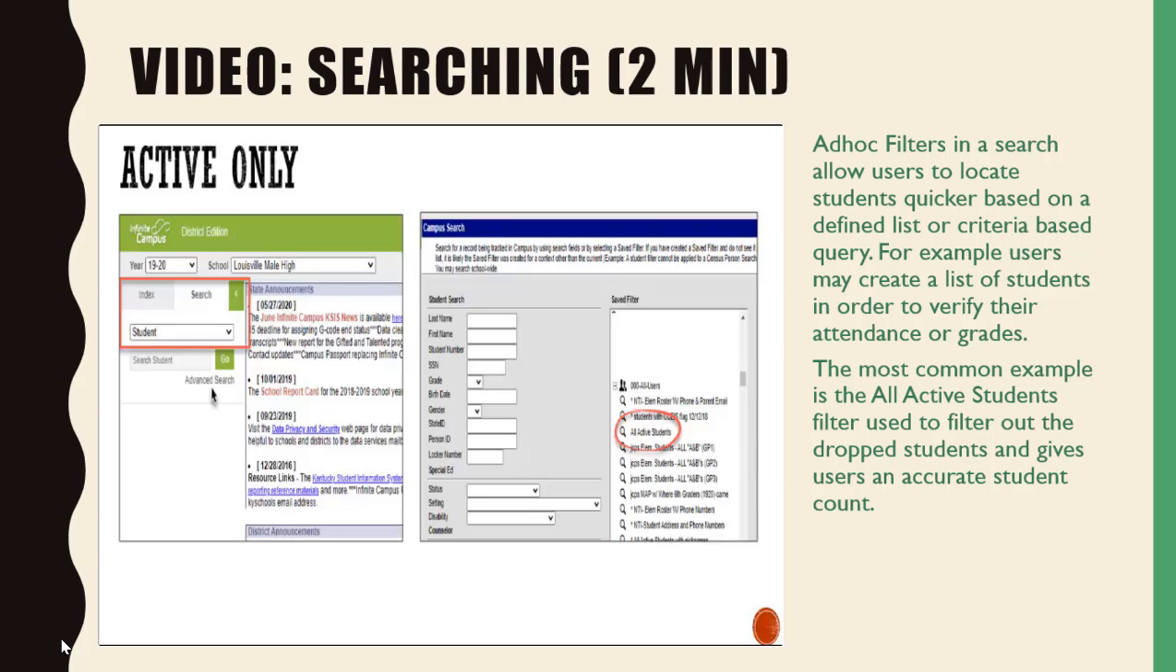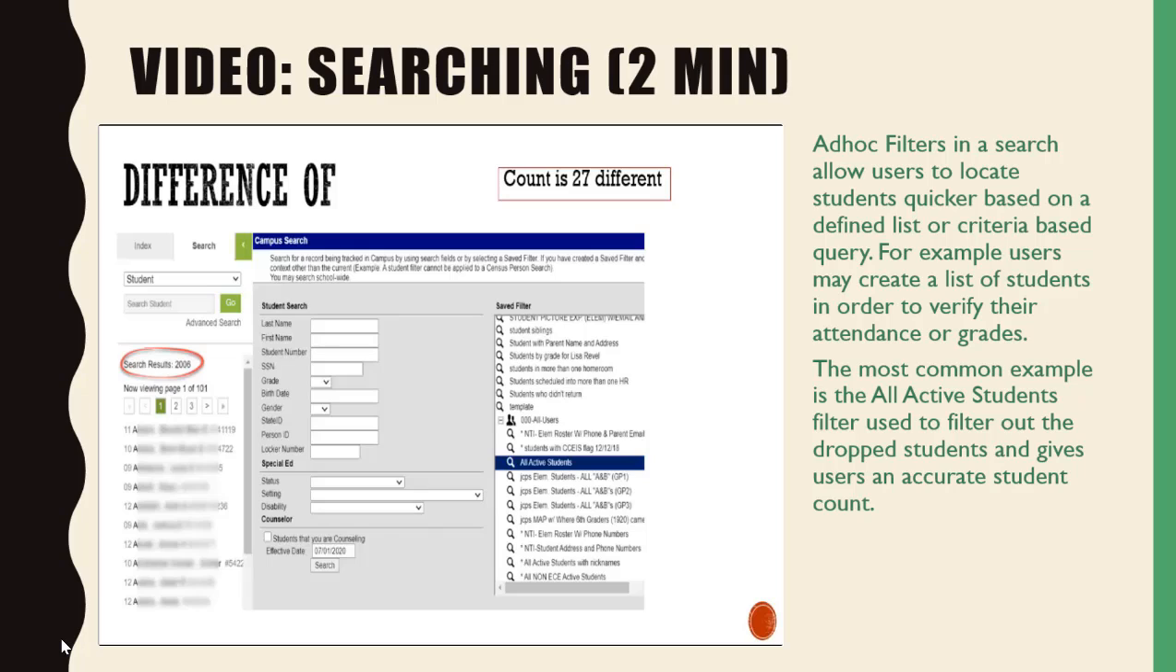To search using this ad hoc, users will go to Search, select Student, and then, instead of clicking the green Go button, they will click Advanced Search. Under Advanced Search, you can expand the All Users group and you will see the All Active Students ad hoc. If you double-click on it, it will show the current active student count. As you can see, the Advanced Search using the All Active Students ad hoc lowered the count from 2,033 to 2,006, which is a difference of 27 students.